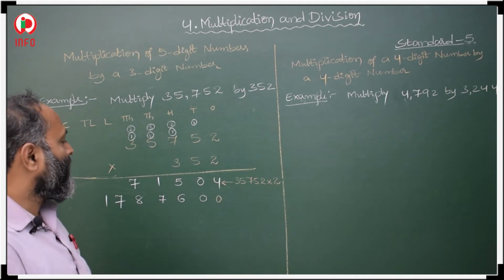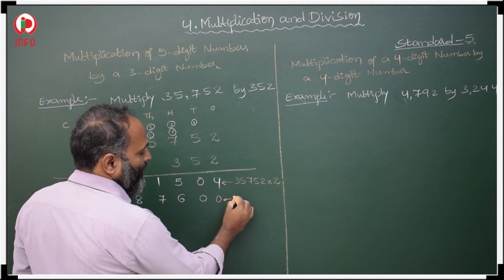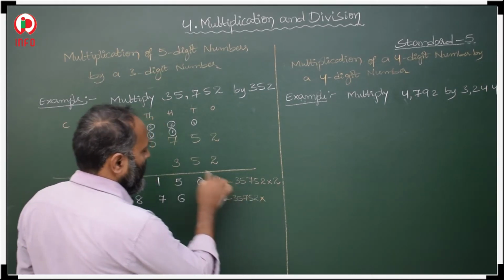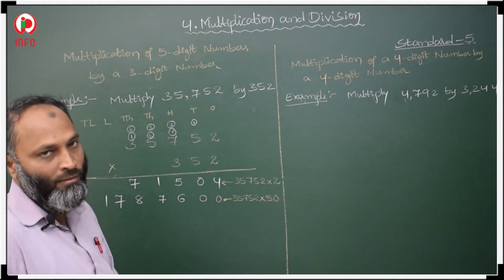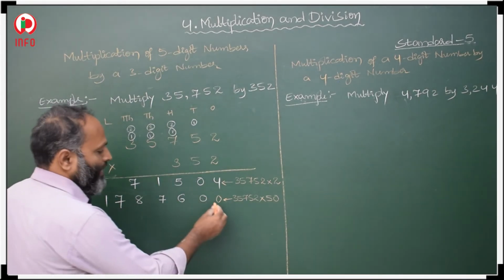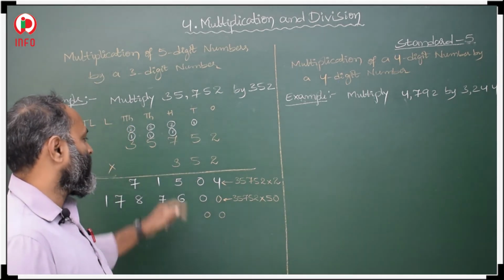Now we have to start with 3. So first of all, what is it? This is the product of 35,752 with 5 in the tens place, so that is why it is 50. The product with 50. Now 3 is in the hundreds place, so we have to take 2 zeros in ones and tens. Now we start multiplication with 3.